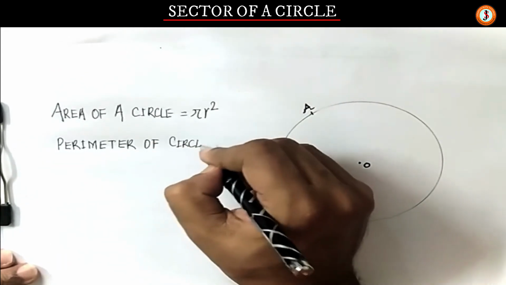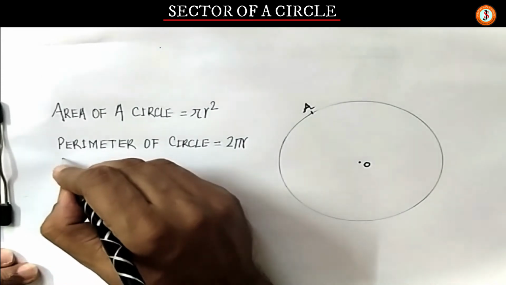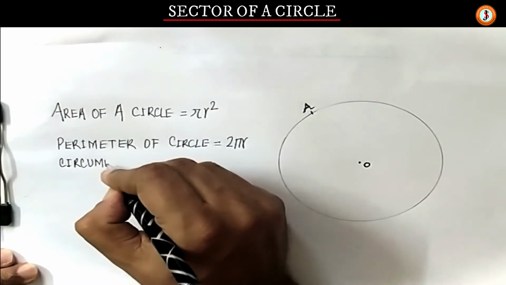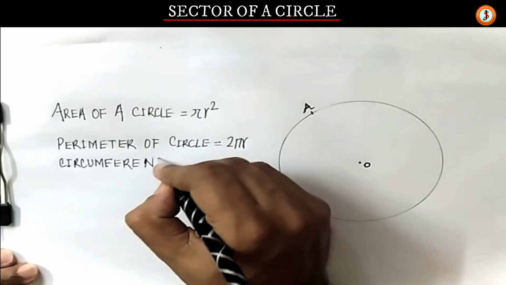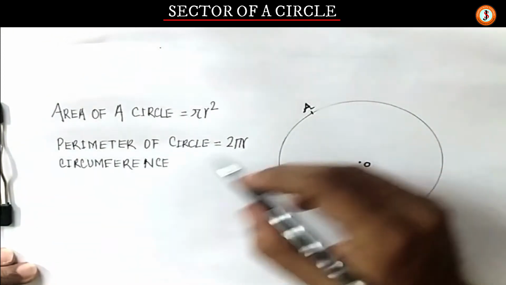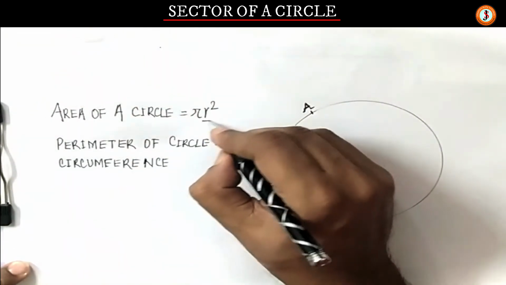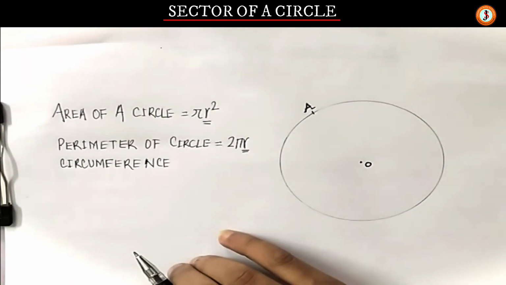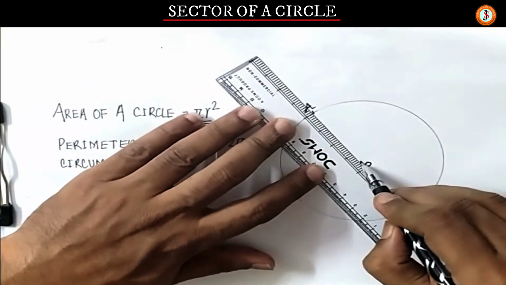The perimeter of a circle is given a special name, that is circumference. Circumference is equal to 2 pi r. That means if I walk all around this circle, the distance I will cover will be equal to 2 pi r. R is the radius. If you know the radius, it's a very easy way to calculate the area.